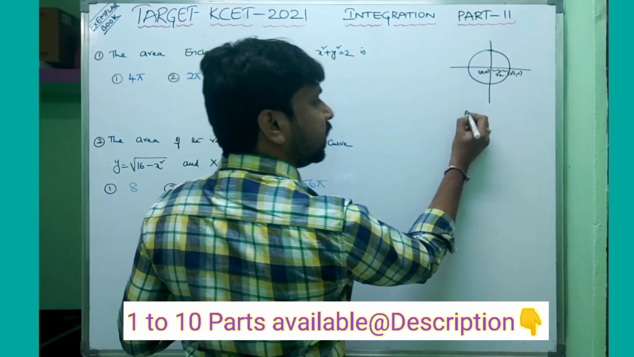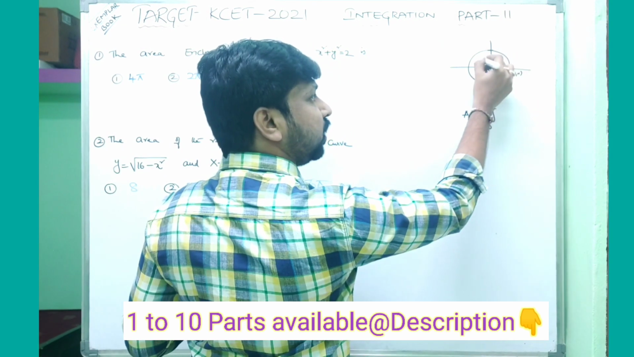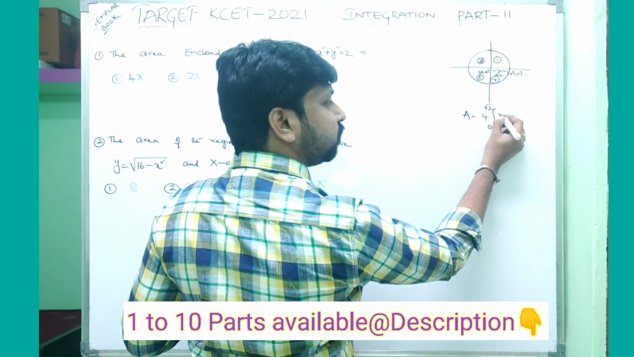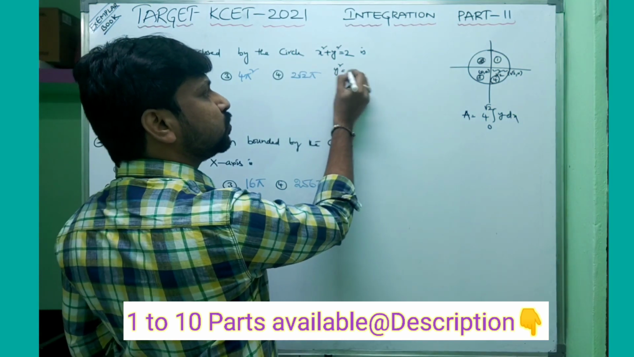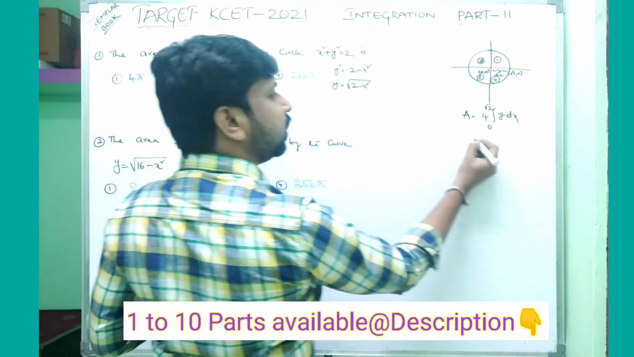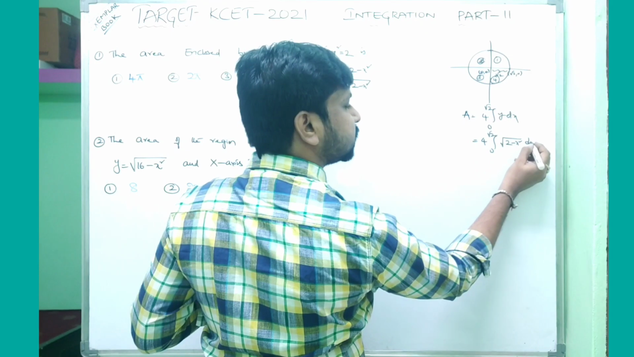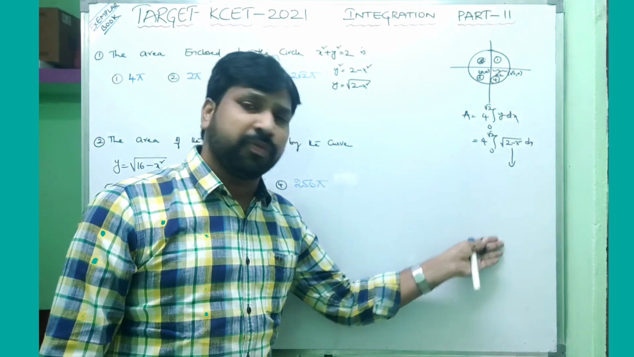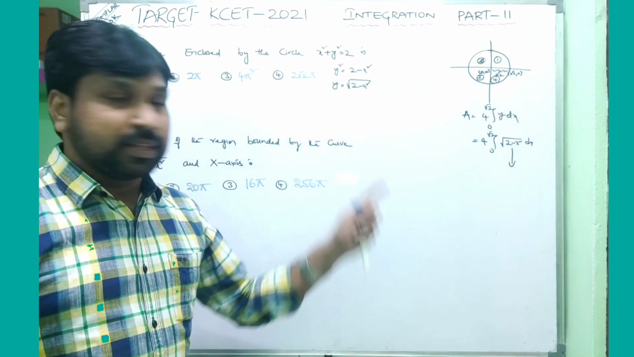So the required area A is equal to integral 0 to root 2. How many times? This is 1, 2, 3, 4. The total circle area you want is 4 times integral of y dx. From this you need to convert y. Y square is equal to 2 minus x square, y is equal to root over 2 minus x square. Then 4 times integral 0 to root 2 of root over 2 minus x square dx. You need to apply the integral root over a square minus x square dx formula, then simplify between the limits. If you apply, you will get the answer. This is the method.